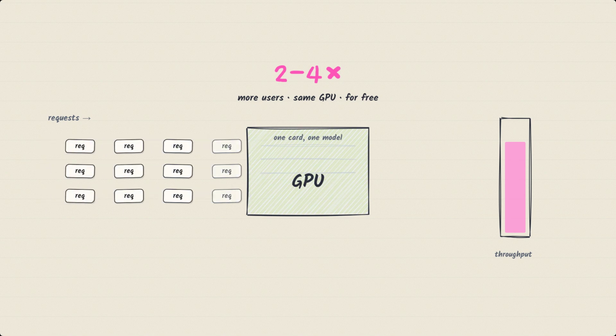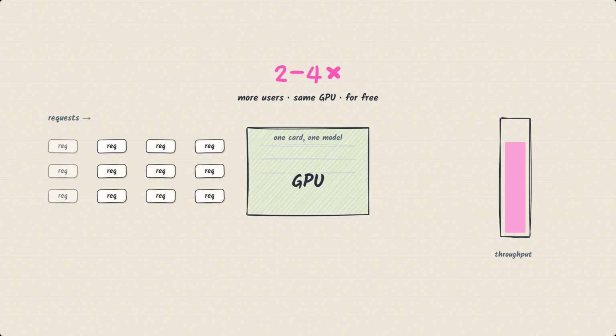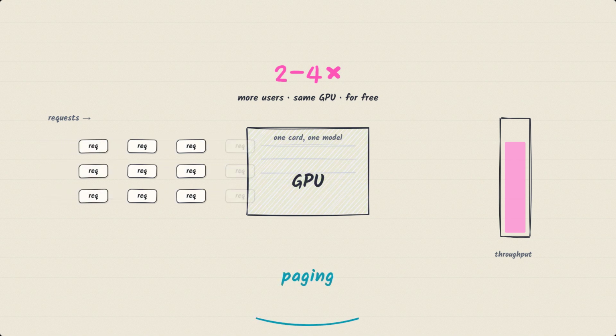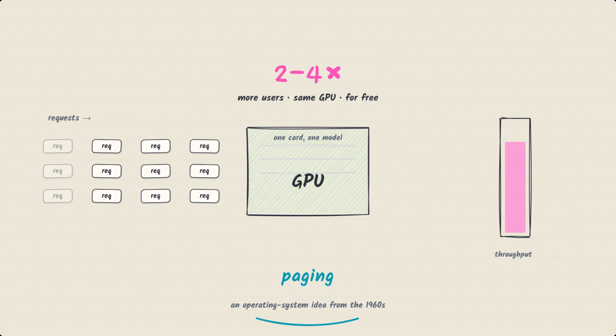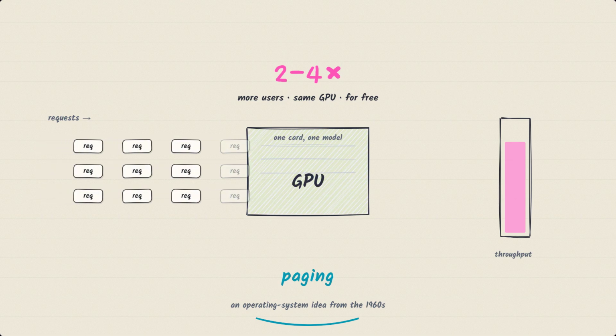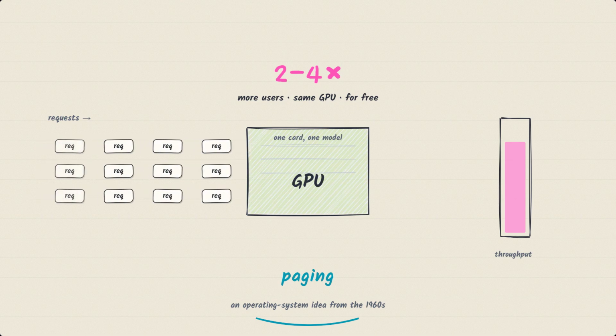The trick that pulls this off isn't some new attention math. It's a memory management idea operating systems have used since the 1960s. Let's see why serving a language model was wasting most of its memory and how paging fixes it. First, what fills that memory?